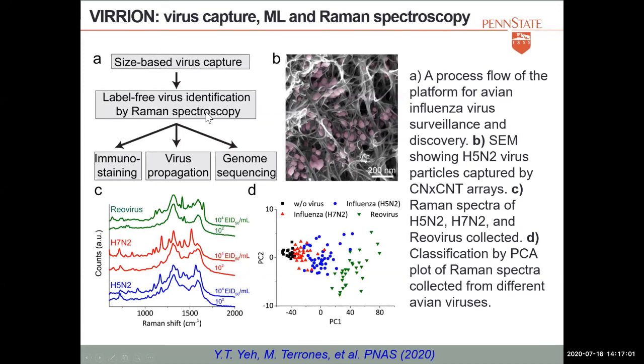But after the Raman spectroscopy, you have the sample with the viruses enriched, and these viruses are also viable. So after you have these viruses, you can do virus propagation, replication, or you can do genomic sequencing or immunostaining, and you can have other molecular biology tests on the same device, the same cartridge. So, let me just show you what we have done.